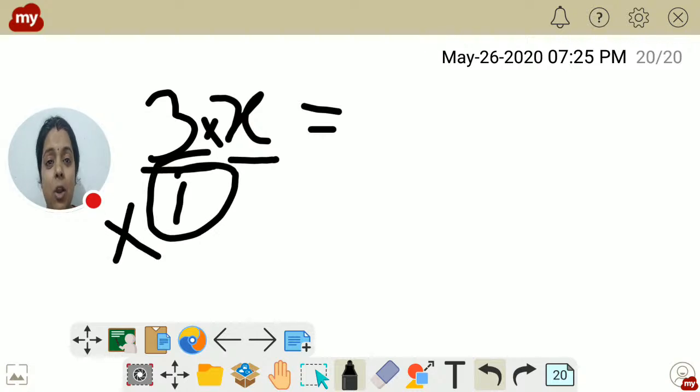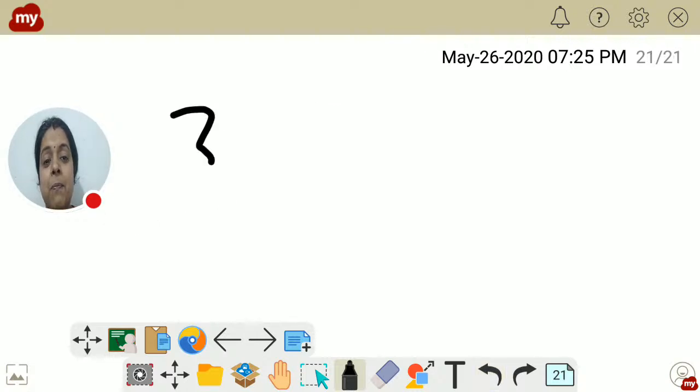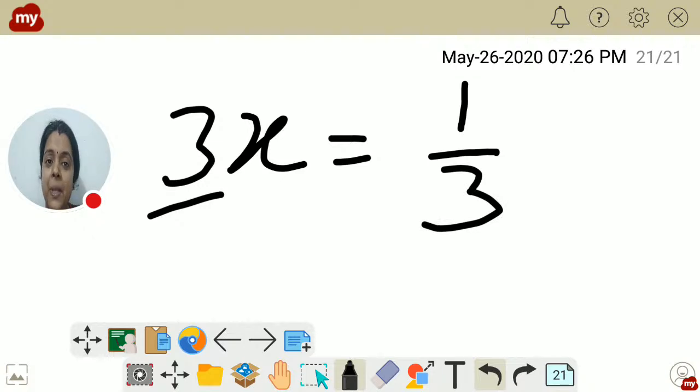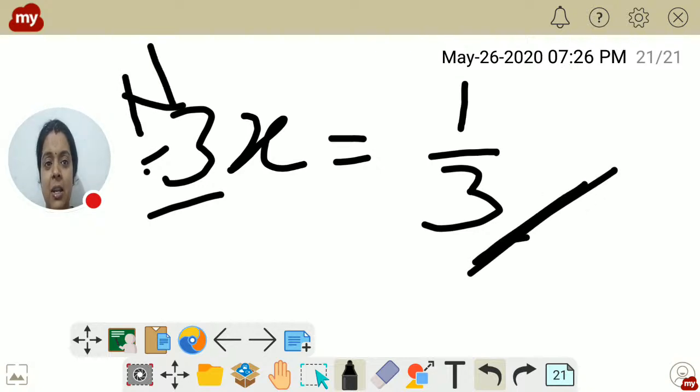I will not write it here. Remember, I will not write these things. I will just understand that it is the reality, the thing mentioned here. So what I'll do here? 3 is here in the multiplication, so that side it will go and it will be the denominator. So 3, which was a numerator here, became the denominator here, right?